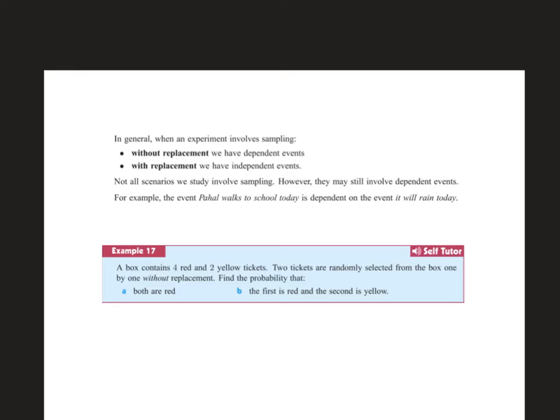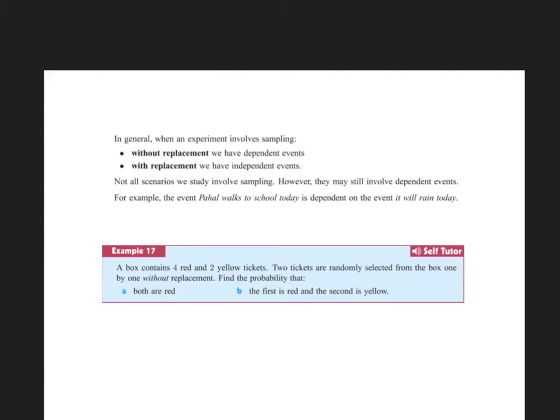So they reiterate what I just said: in general, when an experiment involves sampling without replacement, we have dependent events. With replacement, we have independent events. So sampling just means that we are, for example, drawing from a hat or drawing from an assembly line and either replacing the product or item or not replacing the product or item. Not all scenarios we study involve sampling, however, they may still involve dependent events. For example, the event that Bahal walks to school today is dependent on the event that it will rain today.